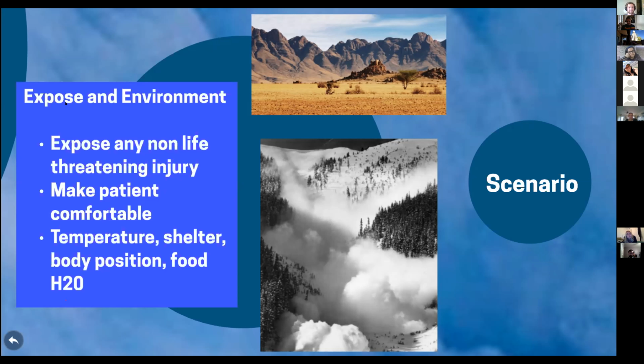And then when it comes to the environment, make your patient comfortable. Some great photos stolen from Google here. If you're in this sort of environment, they're probably dehydrated, they're probably really hot, they probably don't want to be directly in the sunlight. So think about how to shelter and provide for that patient.